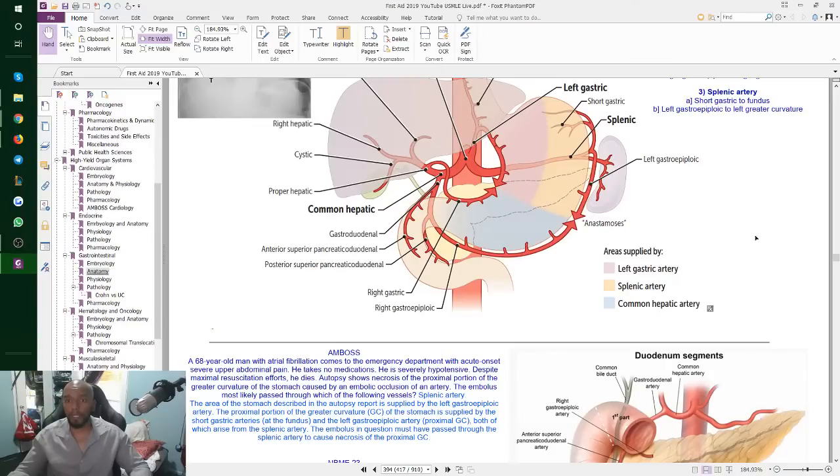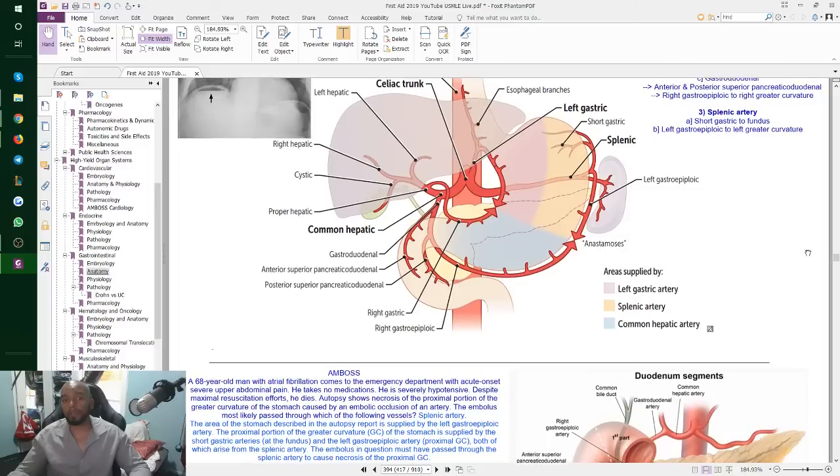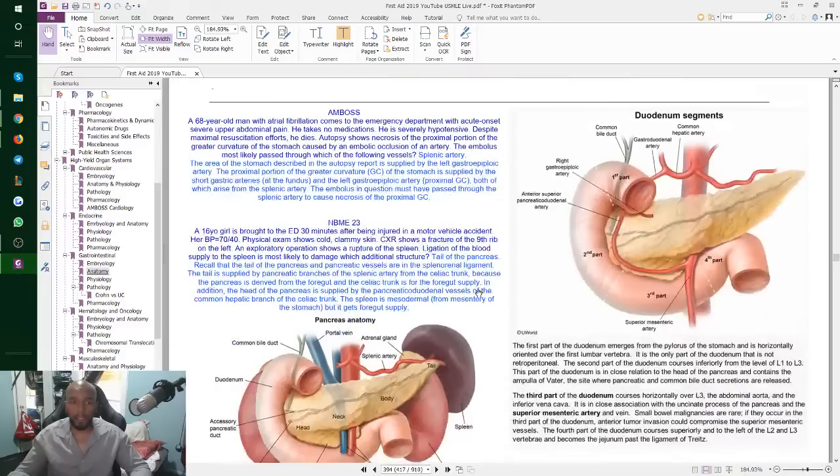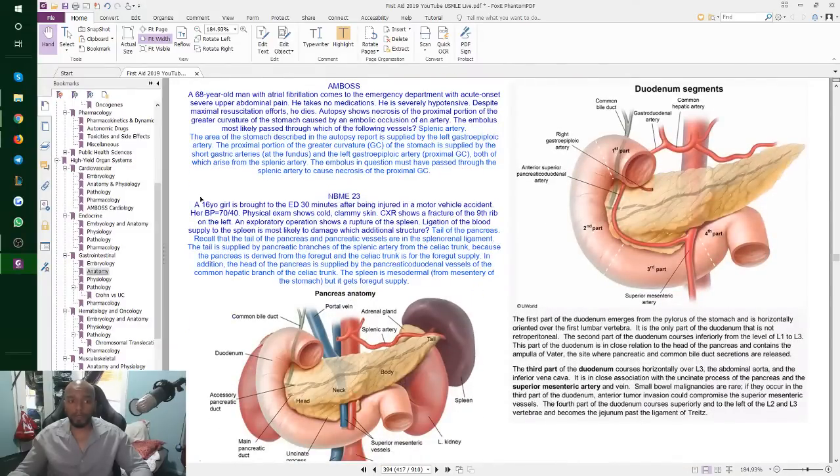It was a really straightforward anatomical question, but these anatomical questions become really difficult if you haven't quite memorized the anatomy yet. The next question is from NBME 23. This one says a 16-year-old girl is brought to the emergency department 30 minutes after being injured in a motor vehicle accident. Her blood pressure is extremely low and physical exam shows cold, clammy skin. Chest x-ray shows a fracture of the 9th rib on the left. An exploratory operation shows a rupture of the spleen. Ligation of the blood supply to the spleen is most likely to damage which additional structures?